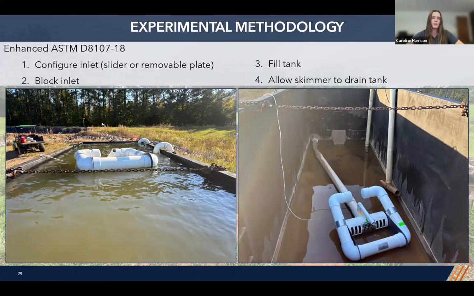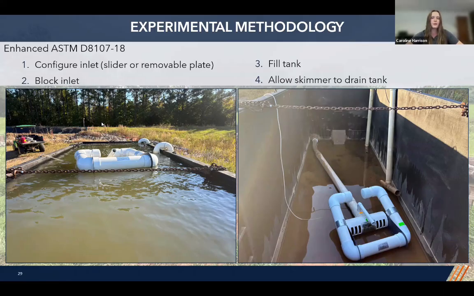The first thing that we had to do was configure our skimmer, so configure the inlet or the ventilation pipe, depending on what was being tested. We would then either block the inlet, or depending on the size of the skimmer, we would raise it up out of the tank using our mini excavator, so that water was not flowing through as the tank was being filled. We then filled the tank, and then once the tank was full, we would unblock or lower the skimmer down and allow it to drain the tank.